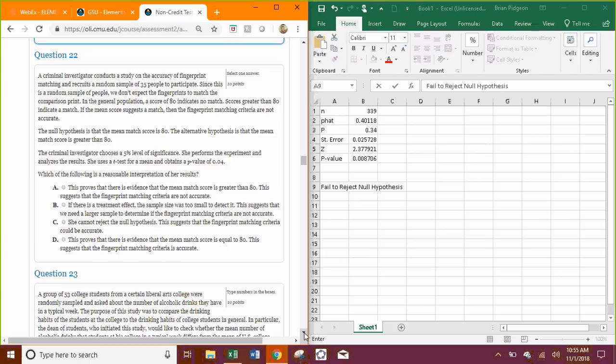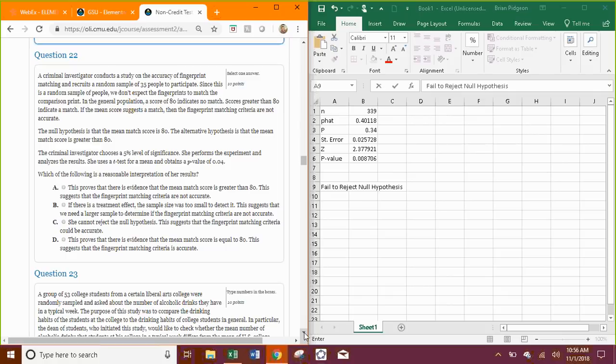Okay. A criminal investigator conducts a study on the accuracy of fingerprint matching and recruits a random sample of 35 people to participate. Since this is a random sample of people, we don't expect the fingerprints to match the comparison prints. In a general population, a score of 80 indicates no match. Scores greater than 80 indicate a match. If the mean score suggests a match, then the fingerprint matching criteria are not accurate.